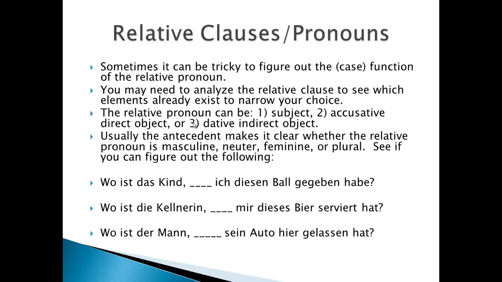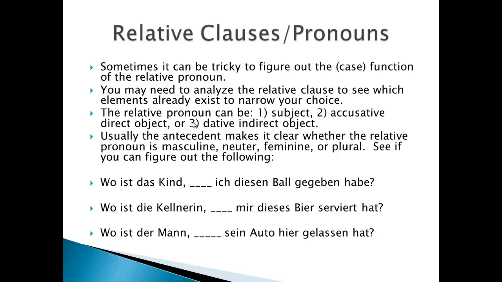Okay, like I said, some of these can be a little bit tricky, okay? And I really don't want you to stress too much, but there are some tricks in case you need to figure out what function it is: subject, accusative, direct object, or the dative, indirect object. You may need to analyze that relative clause to see which elements already exist to narrow down your choice, kind of like how I did in class with "das ist die Frau, der ich eine Blume gegeben habe." That's the woman whom I gave a flower to.